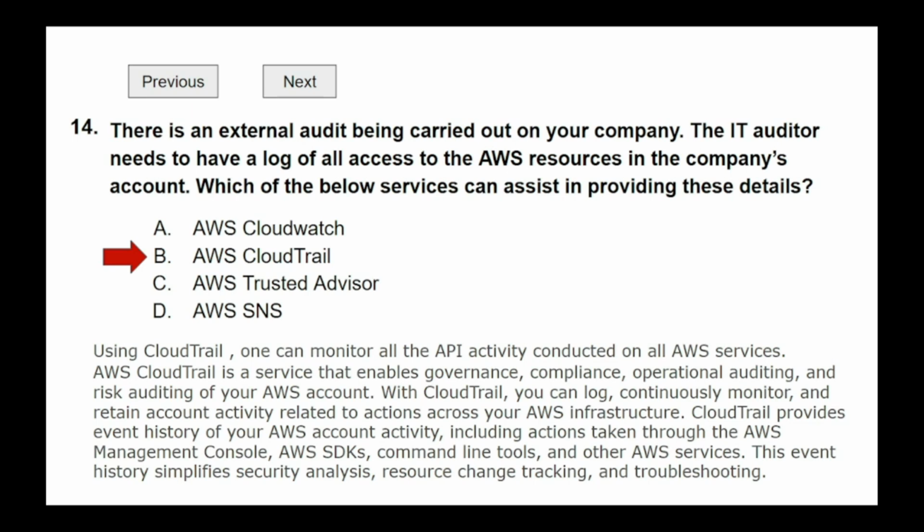AWS CloudWatch, it's a monitoring service that will give you the visual representation of performance and health of your AWS resources and applications. So CloudWatch will give you a dashboard that will show you the performance and health of your resources. For SNS, that's the Simple Notification Service. It's used to notify the users. It might notify the user via email, via text message, and so on.